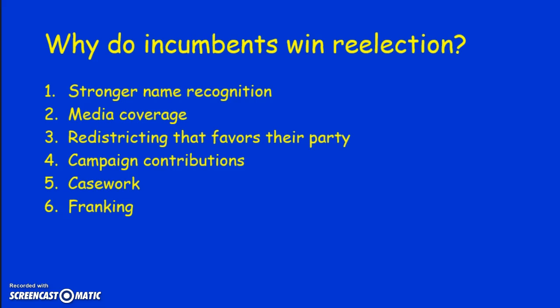Redistricting that favors their party. We're going to learn about redistricting in a minute, but that means drawing districts so that the majority of the district is of the same party as the candidate. So if the candidate's a Republican, the district is drawn so that most people in that district are Republicans. Campaign contributions: they attract more contributions because they are in office already and they're probably going to be a winner, because they're an incumbent.